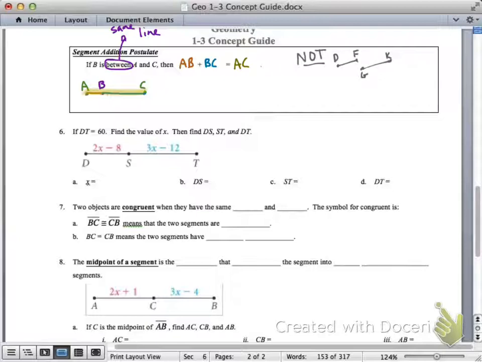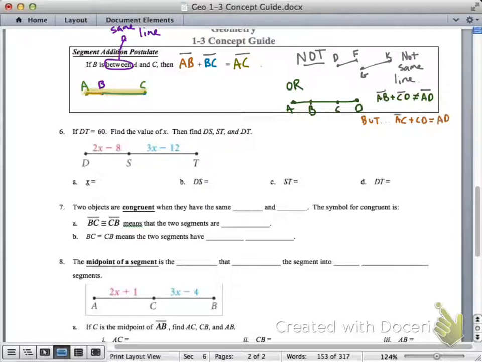It doesn't work, and actually I need to call these segments. This is the segment addition postulate. It doesn't work here if they're not on the same line. Or if we have this here, I can't say that segment AB plus segment CD gives us segment AD. Why not? Well, because they don't go together. Look at AB and CD. There's space in between. But we can say that AC plus CD gives us AD. You see how those are different statements.